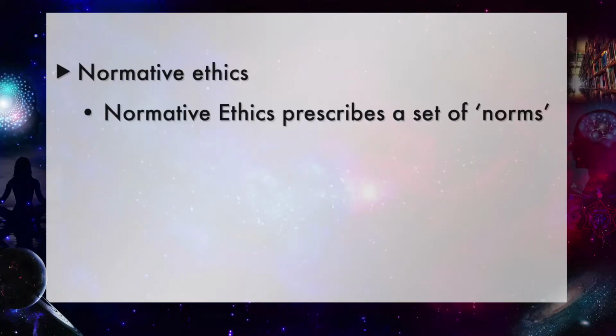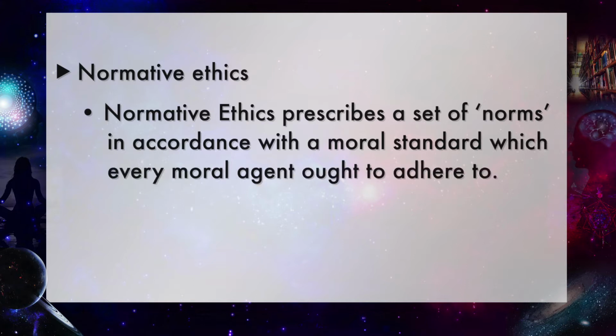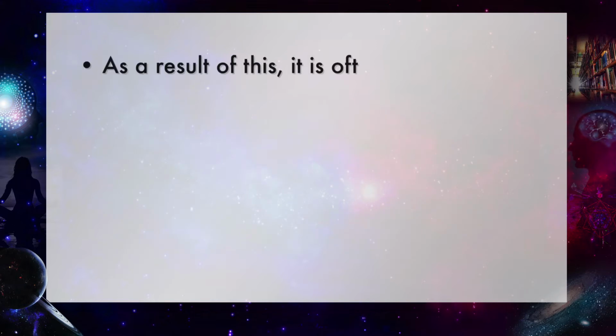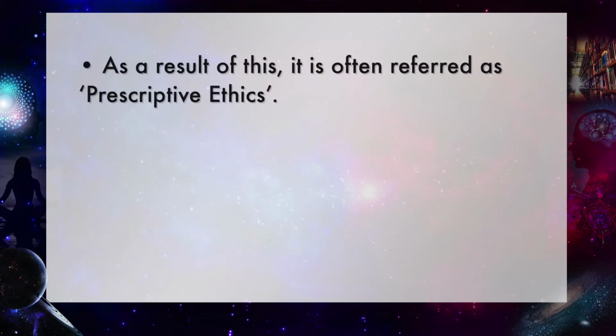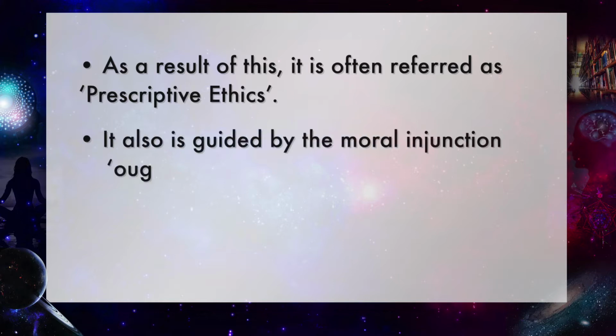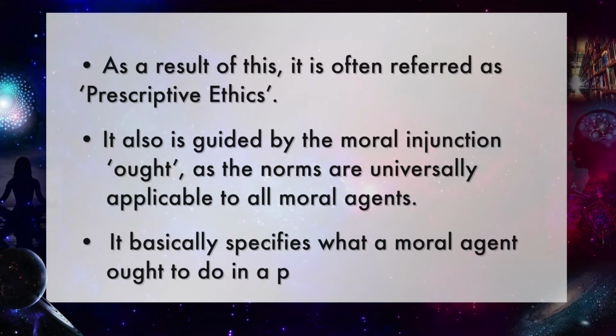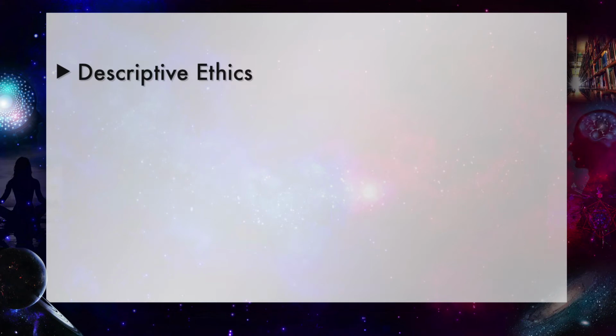It prescribes a set of norms in accordance with a moral standard which every moral agent ought to adhere to. It judges the rightness or wrongness of an action on the basis of the prescribed moral standard. As a result, it is often referred to as prescriptive ethics. It is also guided by the moral injunction ought, as the norms are universally applicable to all moral agents. It basically specifies what a moral agent ought to do in a particular moral situation. Now let's move on to descriptive ethics.